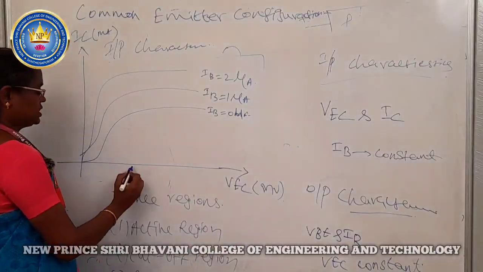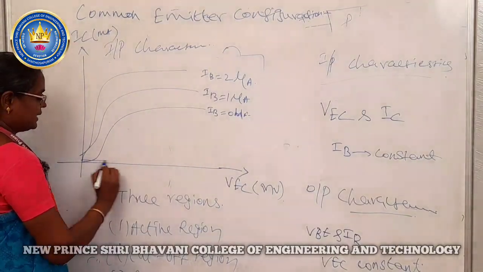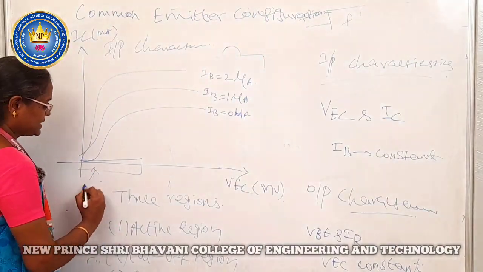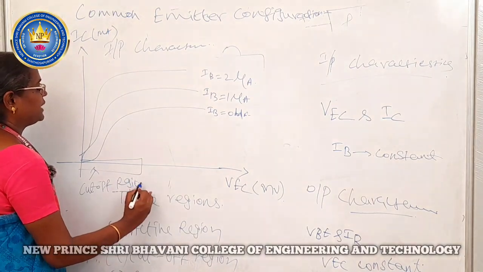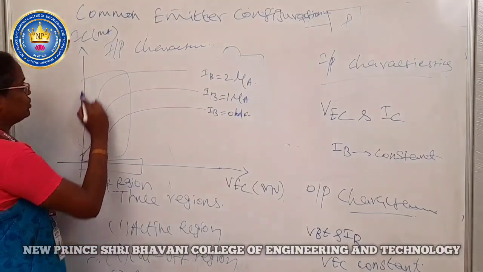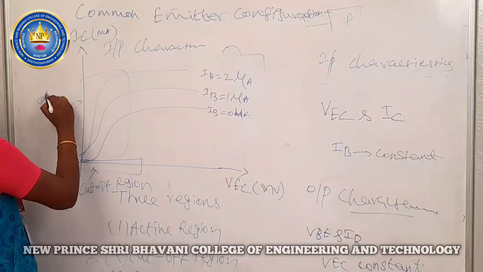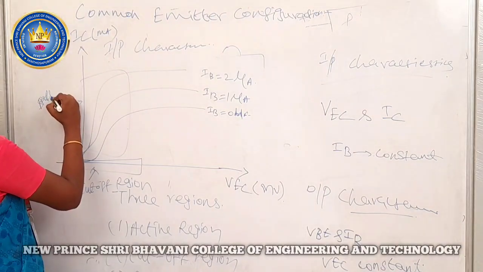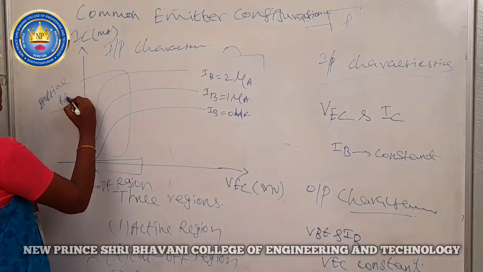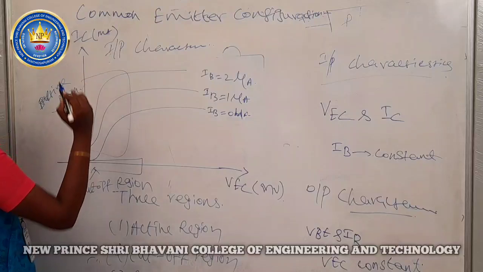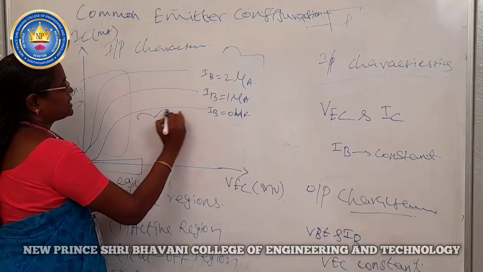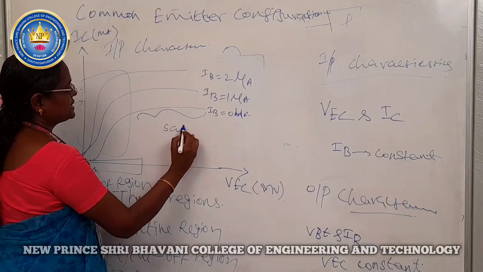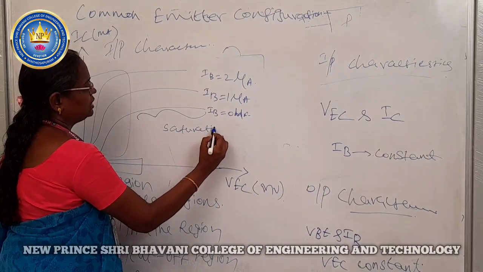Here the voltage is increased but the current is zero. This portion is called the cutoff region. Then both current and voltage increase. This portion is called the active region. And then the voltage can be increased but the current remains constant. This region is called the saturation region.